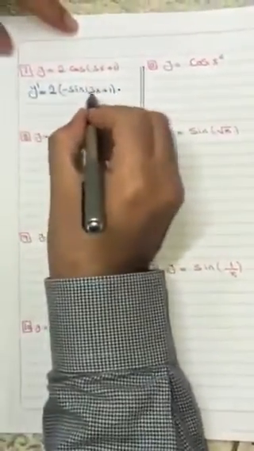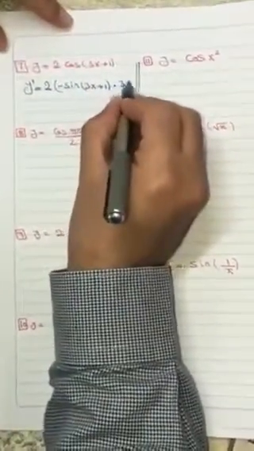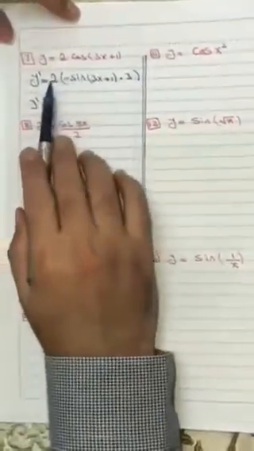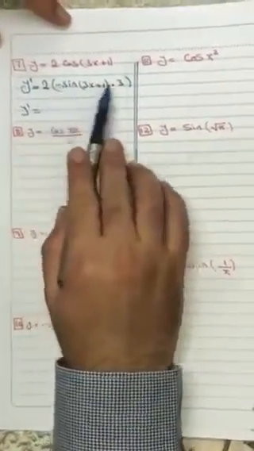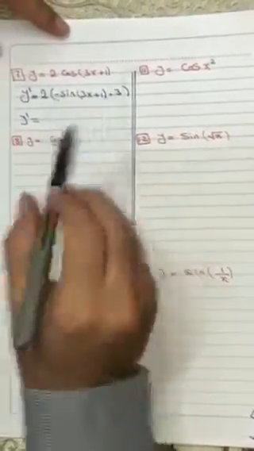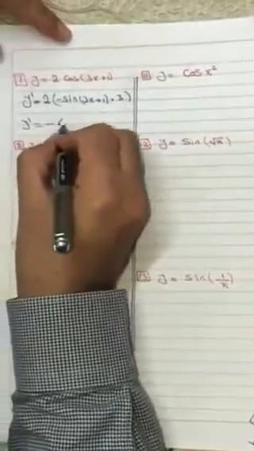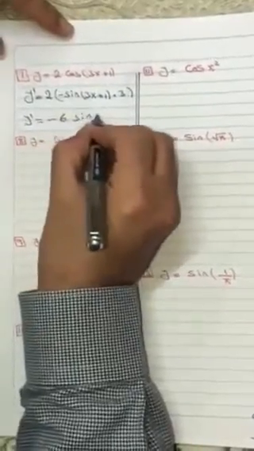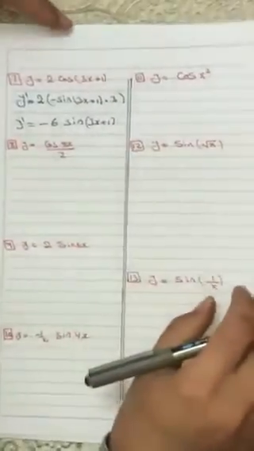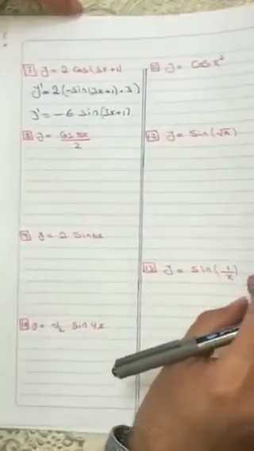After that, multiply by the derivative of the angle. The derivative of 3x plus 1 is 3. Now we simplify: 2 multiplied by negative sine multiplied by 3 is negative 6 sine 3x plus 1. This is the answer. Or again, if you can do it direct, you can do it.